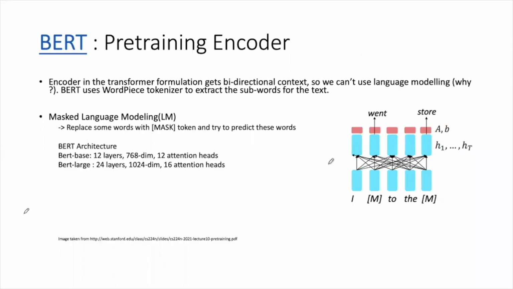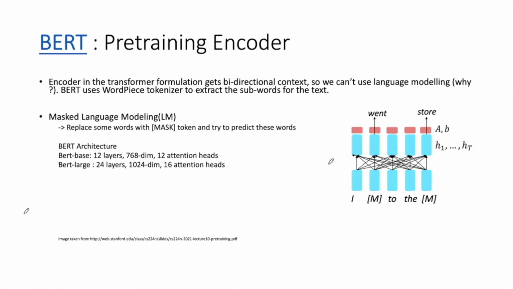Now let's move on to another form of pre-training, which is BERT. BERT is pre-training an encoder. An encoder is a transformer formulation in which bidirectional context can be incorporated. So it's different from a decoder in that way.